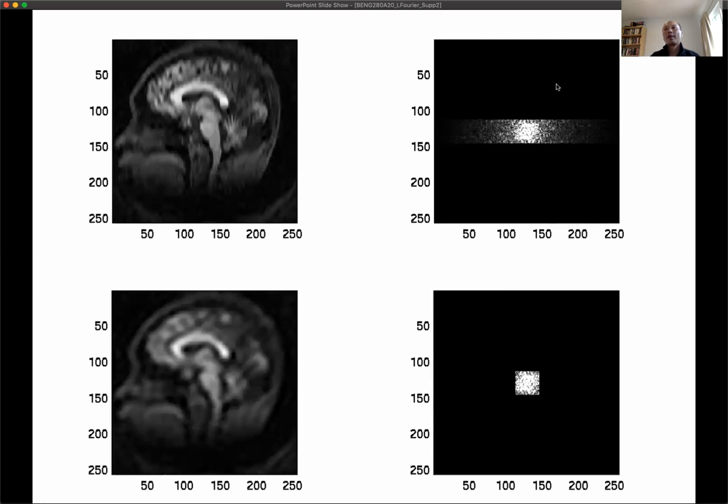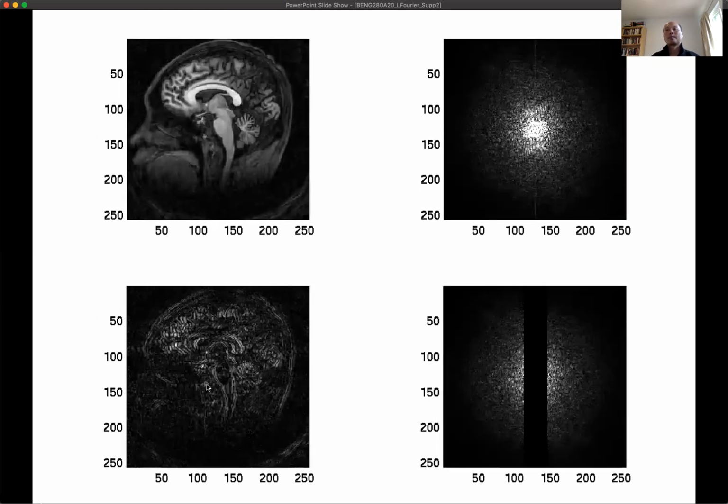Similarly, if I zero out these parts of k-space, I've lost information about edges that are going this way. Okay, so you notice here, this edge here is now blurred out, whereas this vertical edge here is fairly sharp. Okay, and if I take out all the edges, then you can see that I'm losing detail in both this direction and this direction. In fact, all these directions.